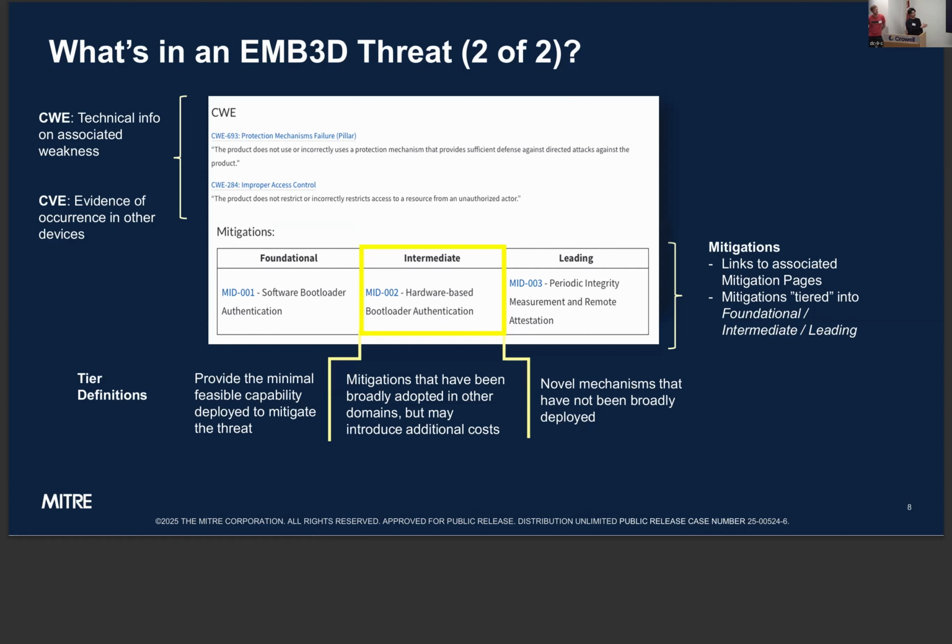Mitigations are tiered: foundational, intermediate, leading, with foundational being very commonly seen, oftentimes open sourced or just open standard mitigations. Intermediate being more complicated, they might require dedicated hardware, proprietary type information, or just aren't widely seen. And then leading are very, very leading. Oftentimes the examples for those are just research papers.